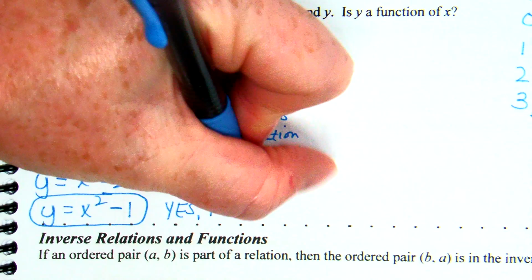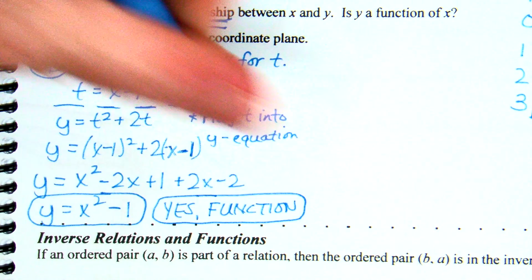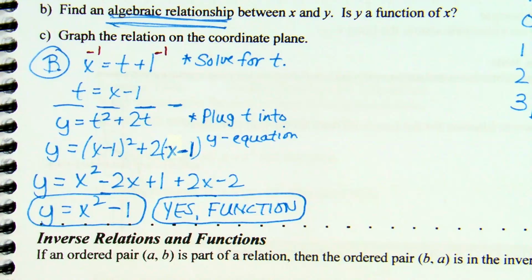Okay, graph. What's this graph look like? Y equals x squared is a parabola. What's minus 1 do to it? Down 1. But in all honesty, if you went up 1, left 1, or right 1, does it matter if you made that mistake? It's still a parabola. It still passes the vertical line test, right?